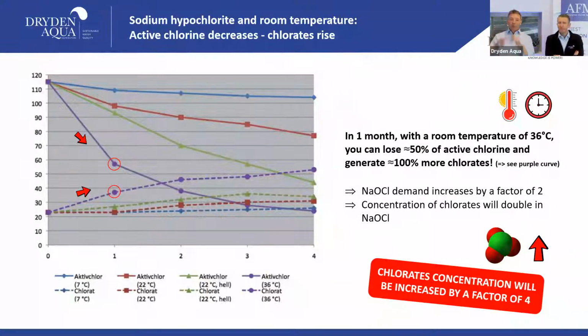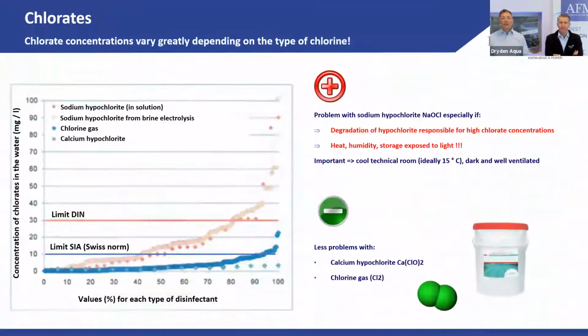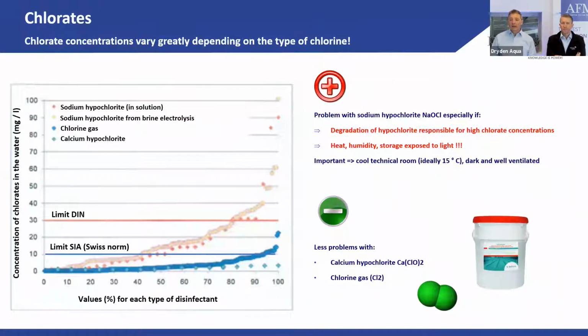So now, if you store it in these suboptimal conditions, you will have to double the amount, and what you're dosing has double the amount of chlorates. This is why you have a factor of 4. This is what you see here. Your chlorate goes up. So it's really a problem with this. It's much less a problem if you use cal hypo or chlorine gas. Let me also explain this to you.